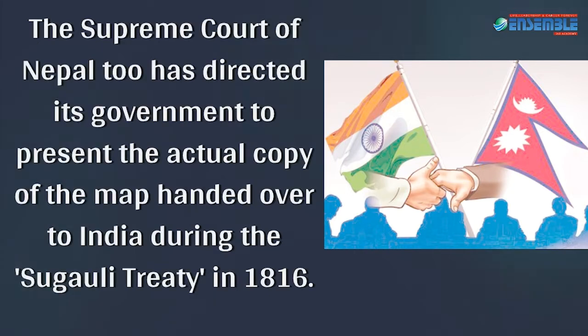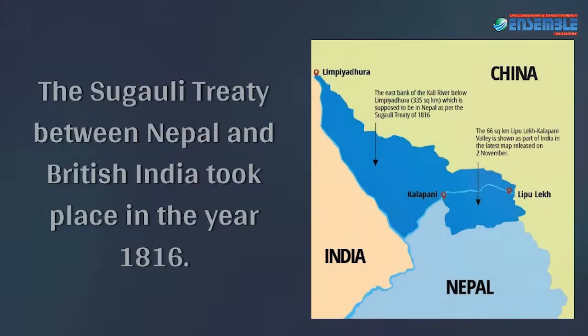The Supreme Court of Nepal too has directed its government to present the actual copy of the map handed over to India during the Sugauli Treaty in 1816. The Sugauli Treaty between Nepal and British India took place in the year 1816.